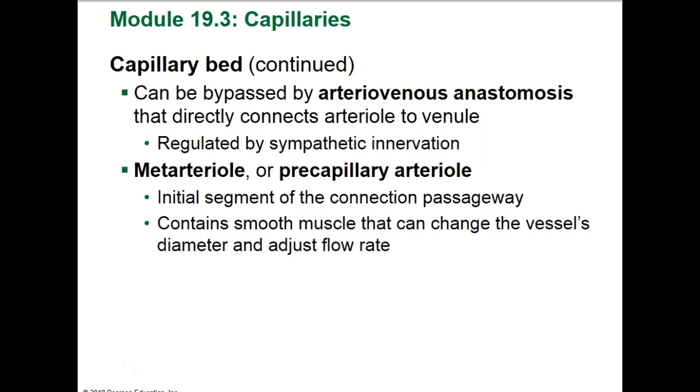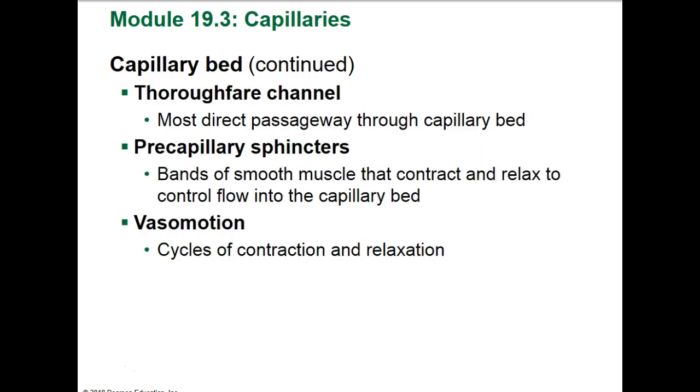You also have metarterioles or precapillary arterioles, which are beginning segments of connection passageways. They have smooth muscles that change the diameter of the vessel, and this way you can adjust flow rates through those areas. Thoroughfare channels exist. This is the most direct passageway through the capillary bed. You have precapillary sphincters, which are bands of smooth muscle that contract and relax to control flow through the bed. And you have cycles of contraction and relaxation through these areas, which we call vasomotion.